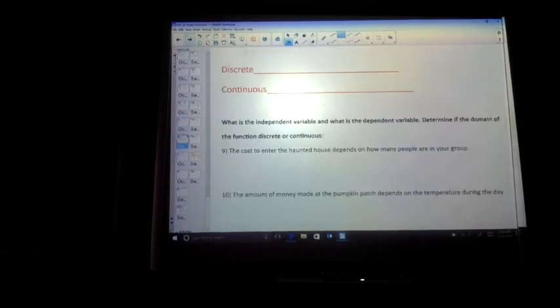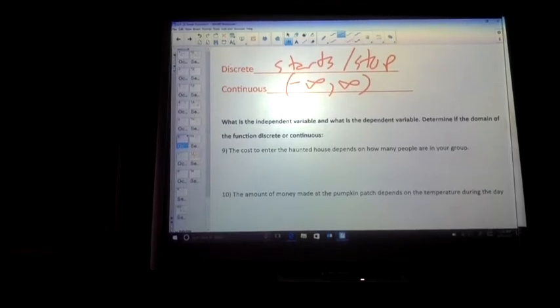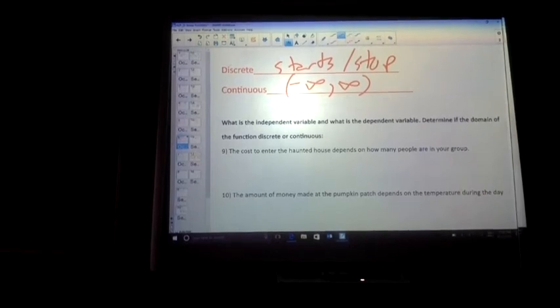All right. So discrete starts and stops. Continuous goes from negative to positive infinity, goes forever. Okay, so what is the independent variable? What is the dependent variable? Determine if the domain of the function is discrete or continuous.